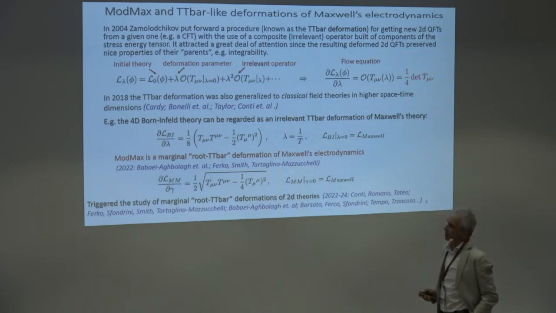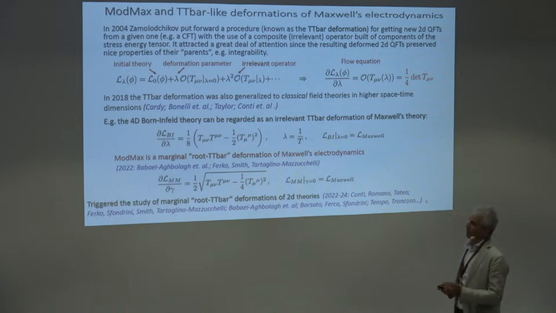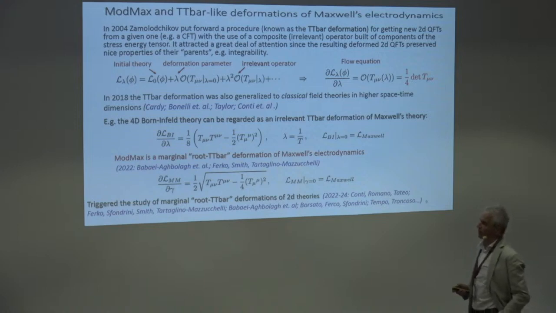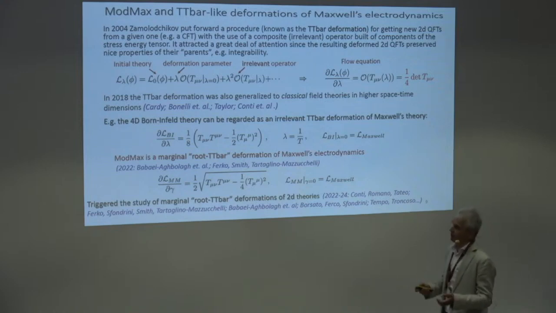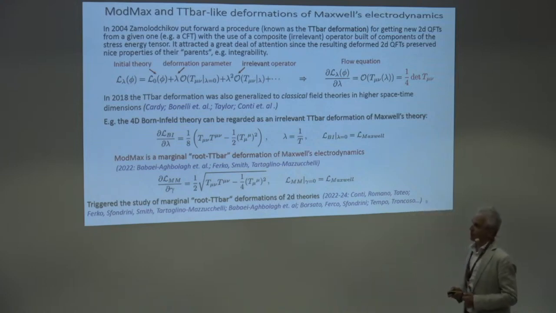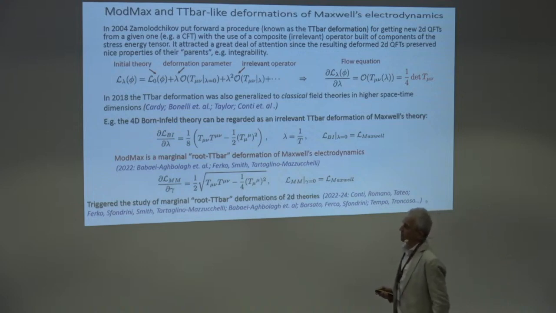They were put forward by Zamolodchikov in 2004 for deforming two-dimensional quantum field theories and CFTs with the use of some composite irrelevant operator built of the components of the stress energy tensor, in such a way that the good properties of the initial theories remain after the deformation, in particular integrability and other quantum properties of the theory.